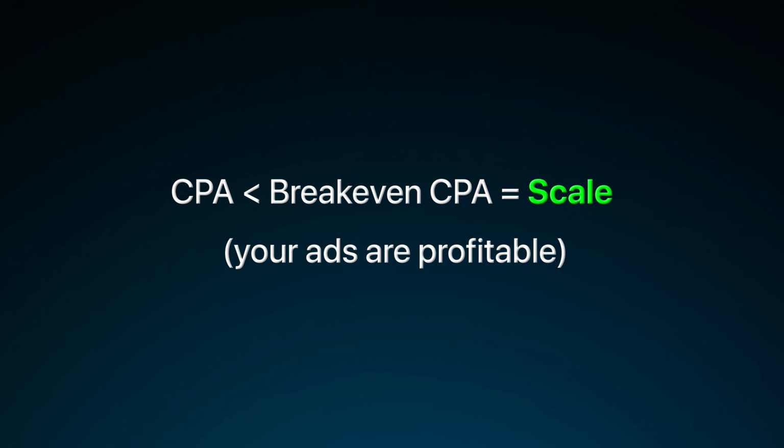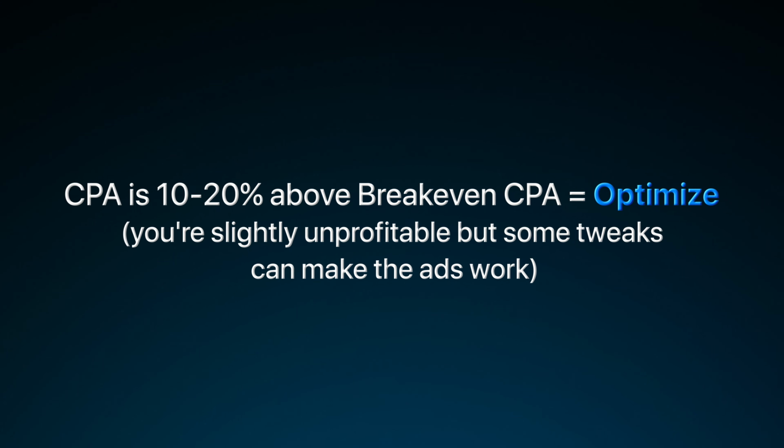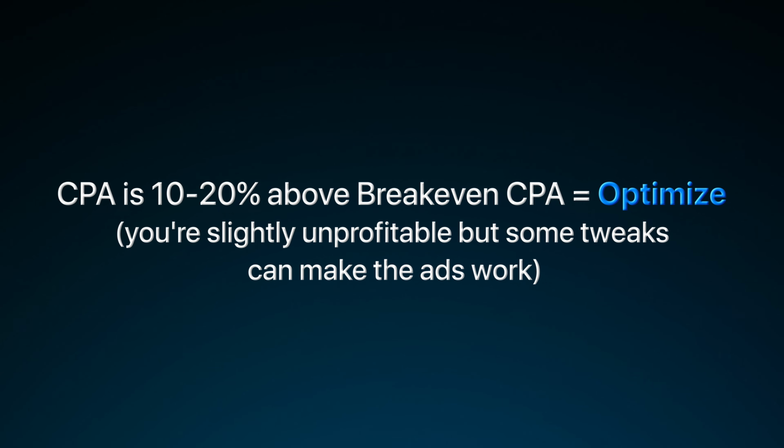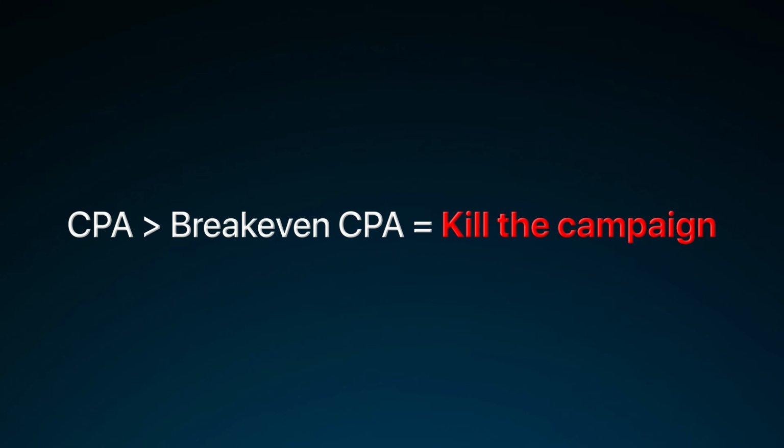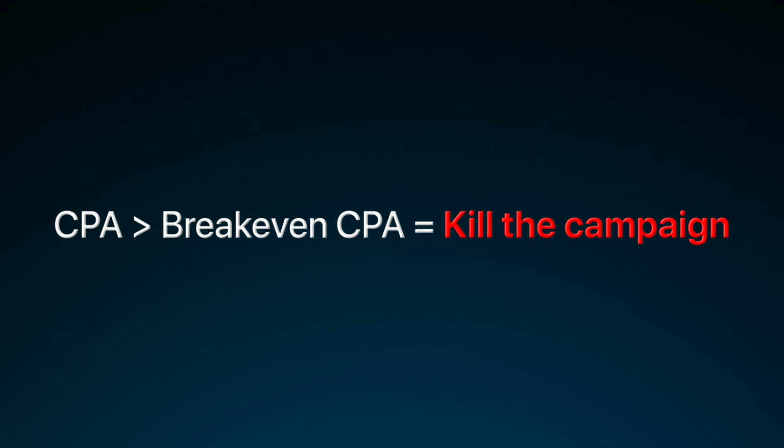Now, the rule of thumb here is if your CPA is below break-even, so you're profitable, then you want to scale carefully. If your CPA is 10 to 20% above break-even, so maybe it's costing you $40 to get a purchase, then you're in the optimization window. If your CPA is way above break-even and you're just not acquiring customers, or customers are costing you hundreds of dollars in spend, then kill the campaign.